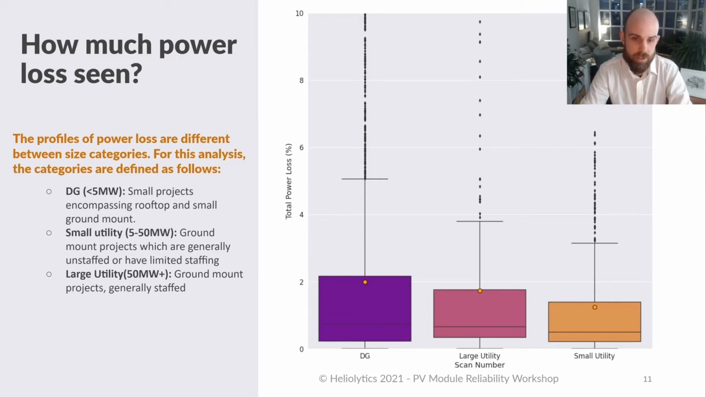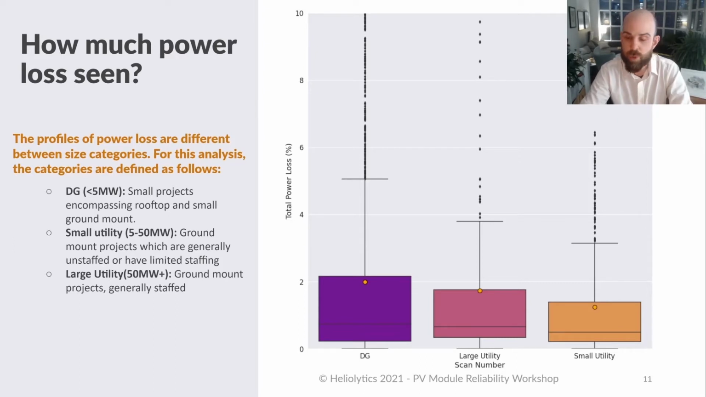We can see here that in all cases, the mean is higher than the median, as would be expected, with distributed generation having the highest mean and median, followed by large utility, which is somewhat surprising, to be honest, and then ended by small utility sites.